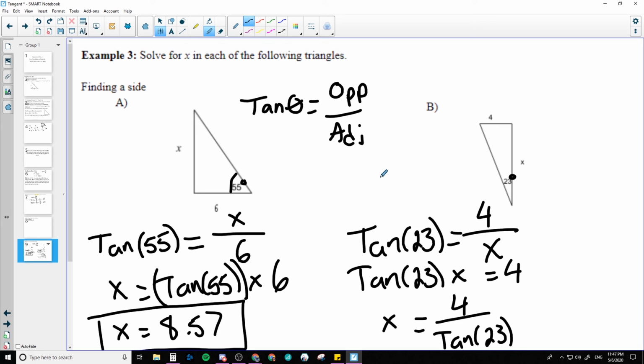So in the next videos, next week, we're going to be talking about sine and cosine and using them to find the sides of the triangles. And then after that, we'll be dealing with finding angles when we know the sides.